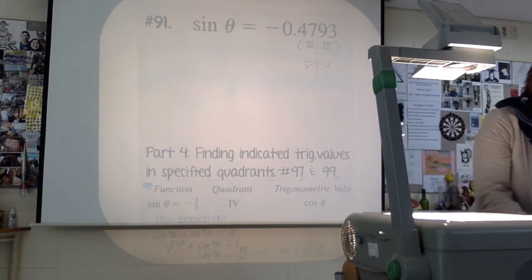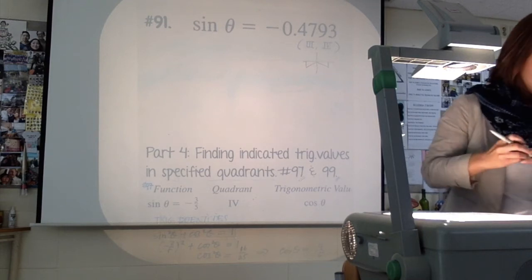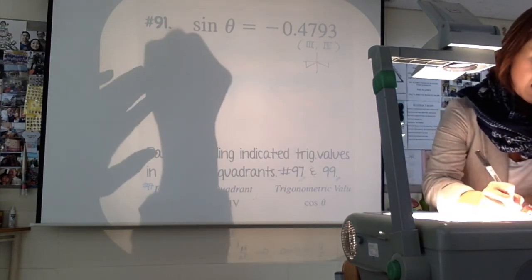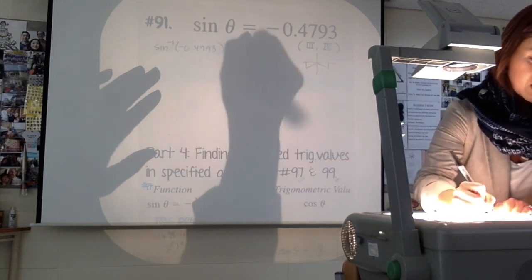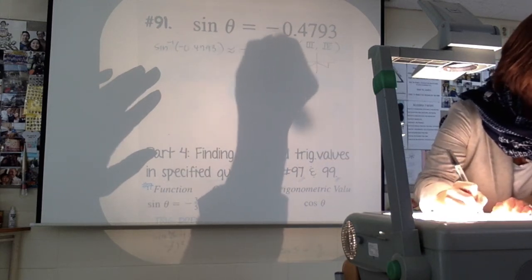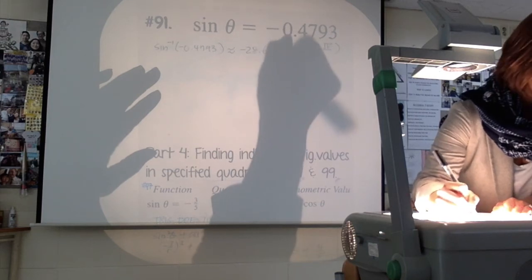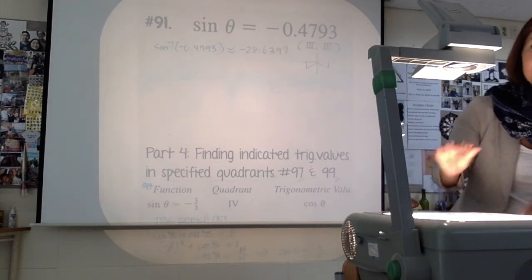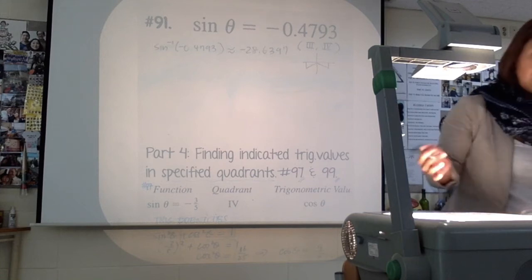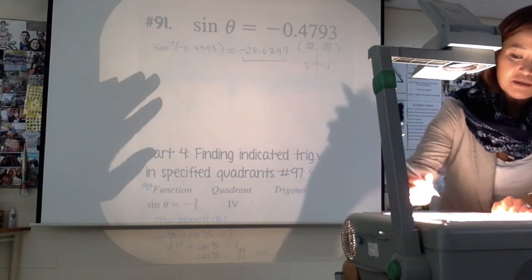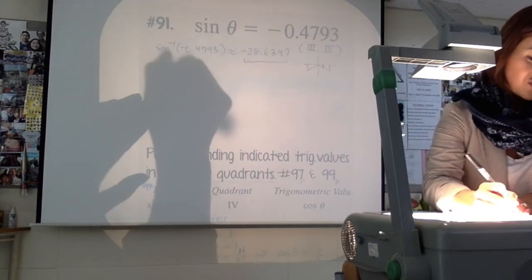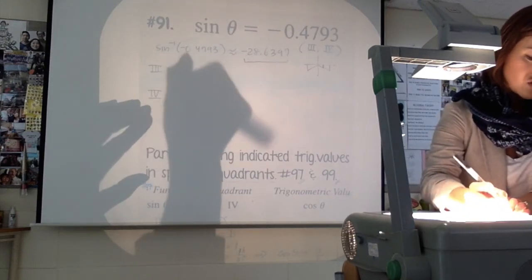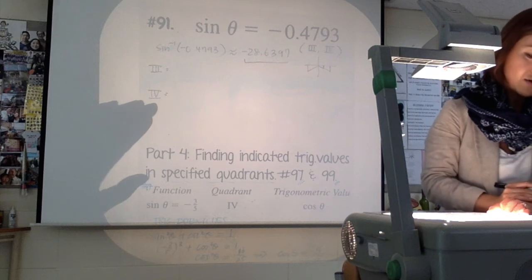So let's see, where's my blue? Okay, here we go. Let's do sine inverse of negative 0.4793. And when you punch that into your calculator, you should get negative 28.6397. I'm not rounding yet, but I just wrote that. You understand what that means: it means this is the reference angle here. So what do you think you have to do for the third and the fourth quadrant? Stop the video and try it.